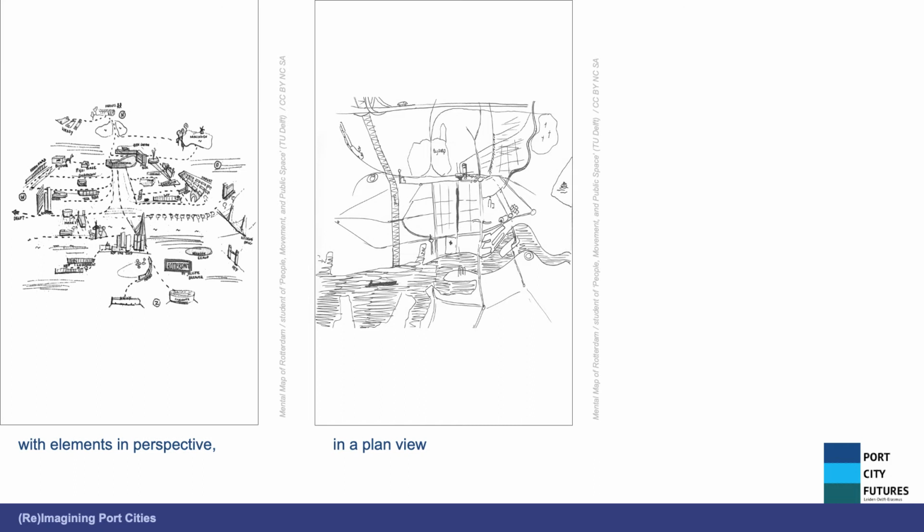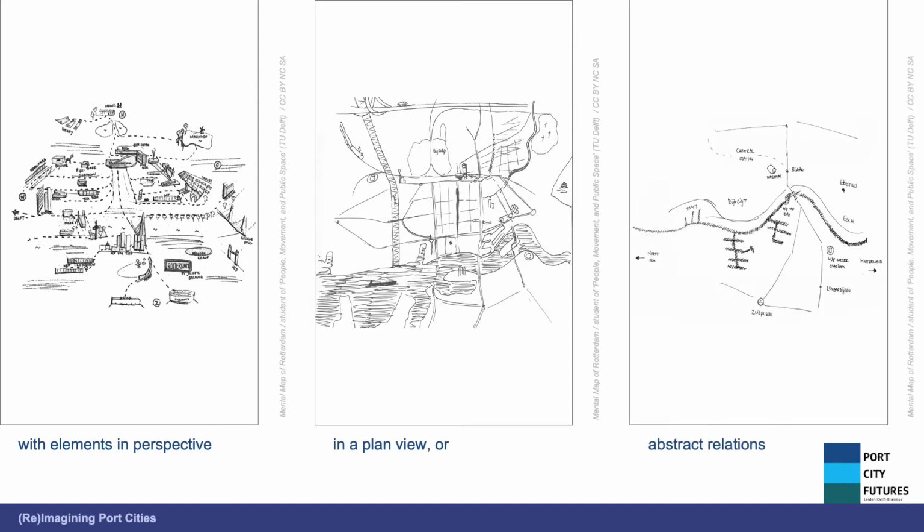2. Maps depicting street networks and plots or urban areas drawn 2-dimensionally. In other words, in a plan view. 3. Maps depicting abstract physical relations in space. The American environmental psychologist David Cantor has highlighted these differences of spatial representation.